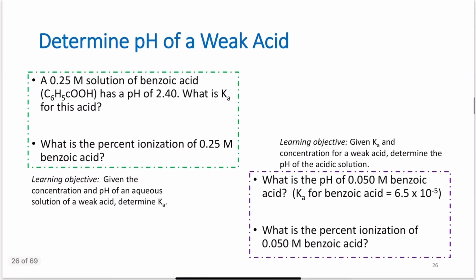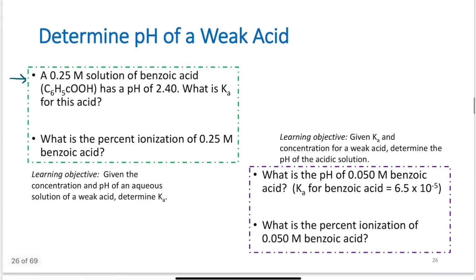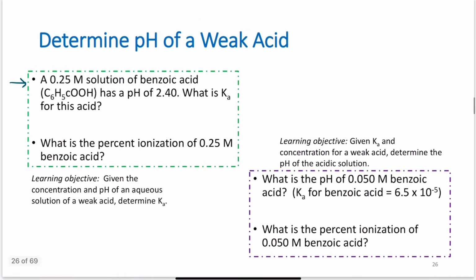So how do I do this though? Well, let's work this first example here, and we'll work it over on the side, then I'll erase it all and start over for the next one. I have a 0.25 molar solution of benzoic acid, and it has a pH of 2.4. I want to know what is the Ka value for this acid. It tells me the formula for benzoic acid is C6H5COOH. That should be a capital C right there. I keep forgetting to fix that. You can write that out if you would like. I don't really care.